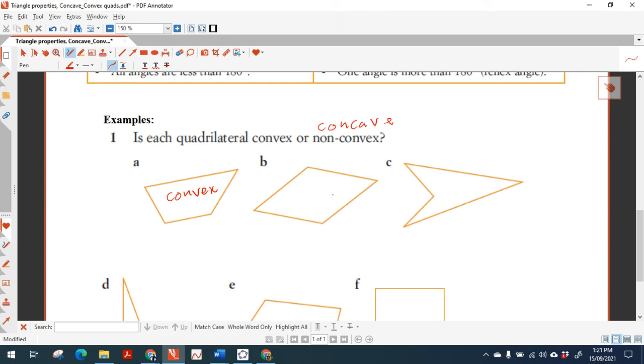Okay. Part B, you can see all the corners are pointing out, so that is convex. Now, what about part C? You can see that I've actually got corners pointing in. Okay, and also you can see that one of the angles inside the shape is a reflex angle. So that is actually non-convex or concave. Okay, you can say also concave. Right? Part D.